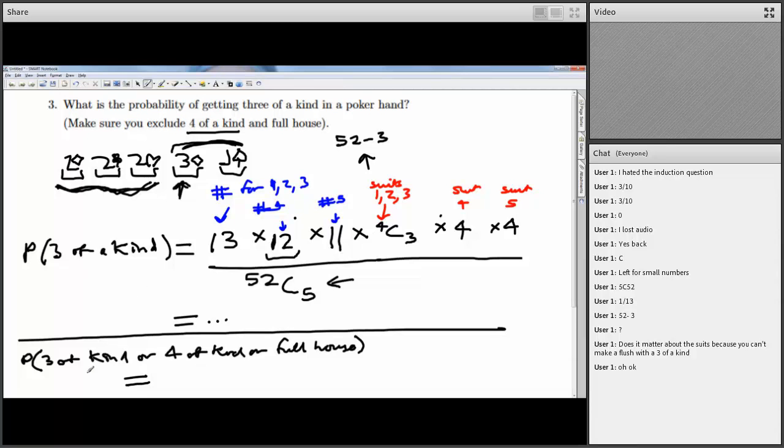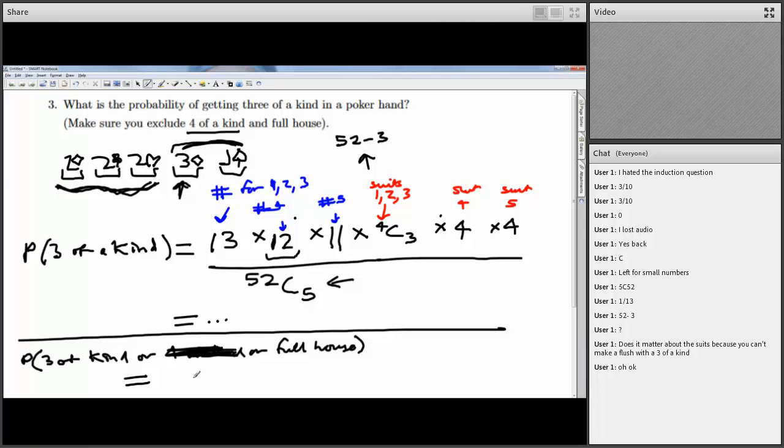Let's just try to bundle all of them together. So we've got three of a kind, four of a kind, or a full house. So we'll do three of a kind or a full house, just one or the other. Four of a kind's a little bit trickier to handle all in one go.